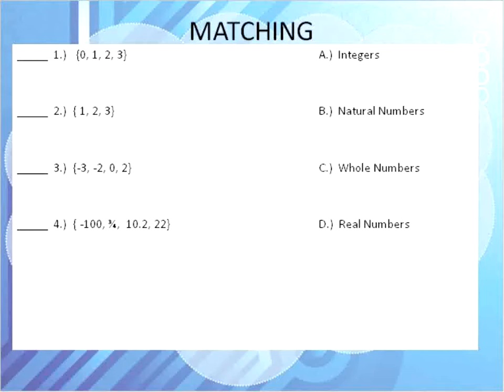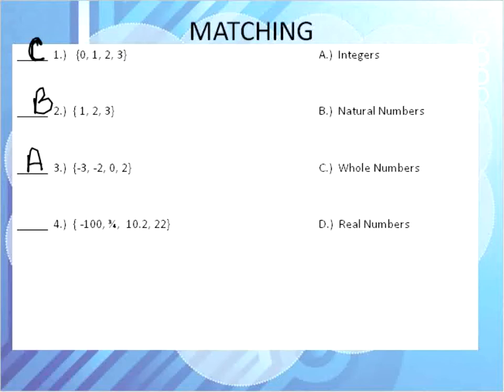So it is a group of whole numbers, so it's C. Whole numbers start with 0 and increase. So basically it looks like the integers, but it's the positive integers including 0. Then if you start your set with 1, 2, 3, that would be the natural numbers, so that would be B. And then for number 3, -3, -2, 0, 2, those would be integers because you have positives and negatives in this group, and you have 0.